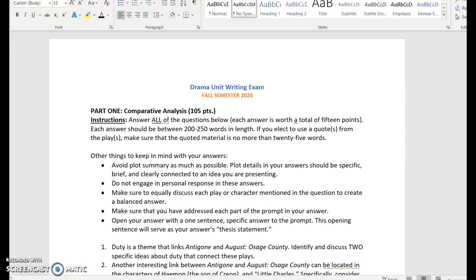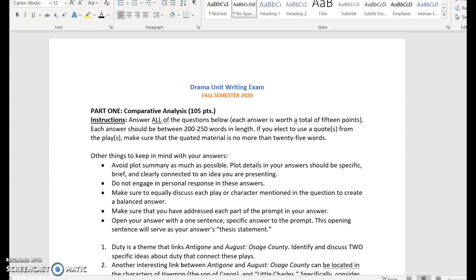Don't overload about one play or one character and give yourself very little space to talk about the other play or the other character in the rest of your answer. Make sure that you evenly distribute your attention to all of the characters or all of the plays that are mentioned in the question that you're answering.